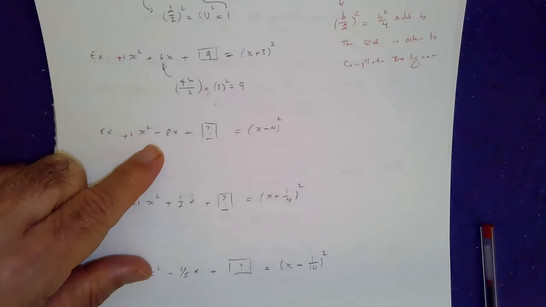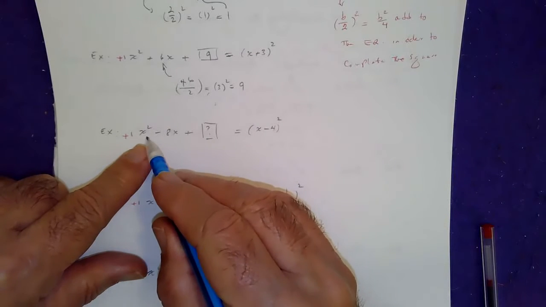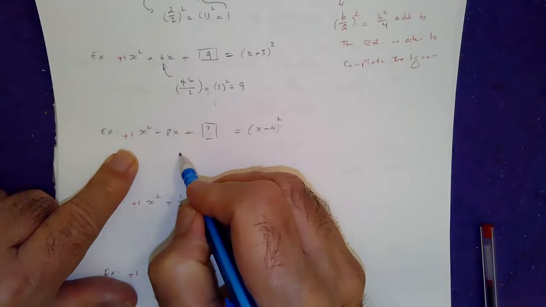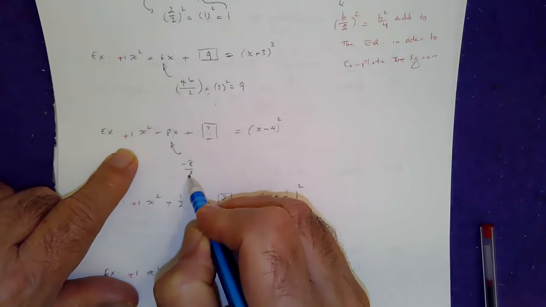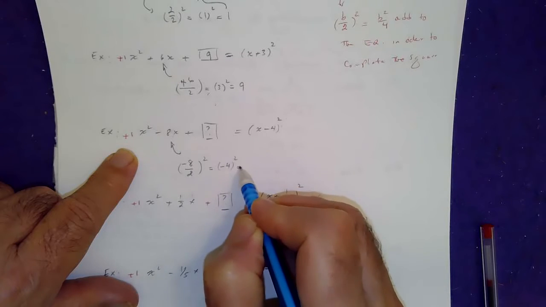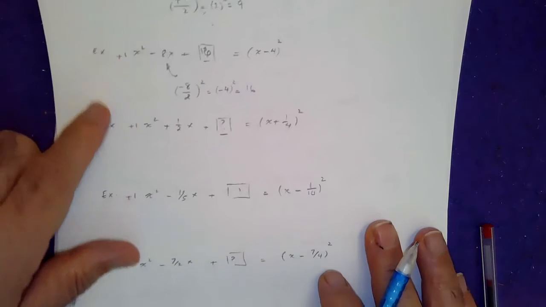How do you complete the square on the left side? What should I add here so I can change x squared minus 8x into x minus 4 squared? Once again, take half of the coefficient of x and then square it. So that would be negative 4 squared, which is 16. So that magic number is 16.